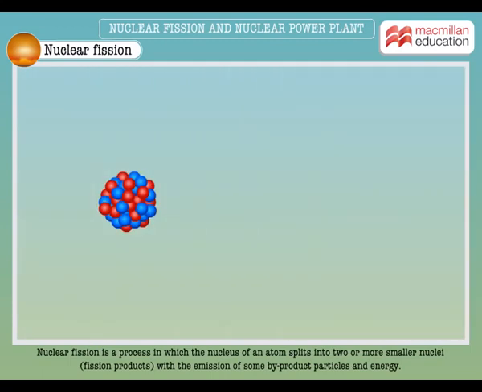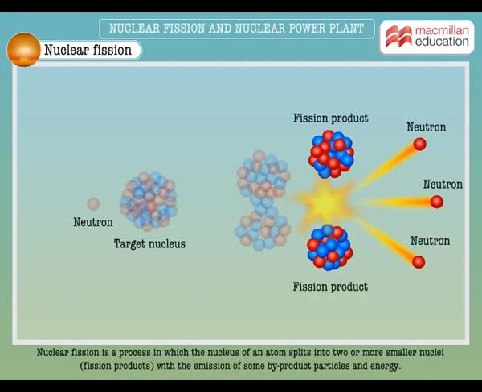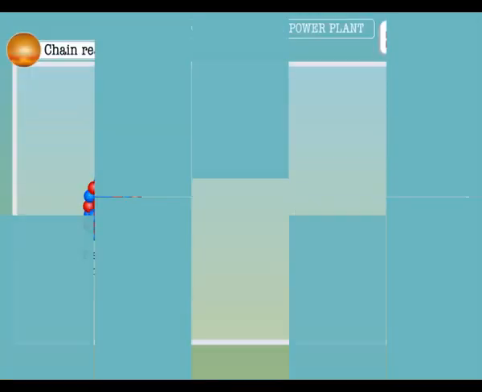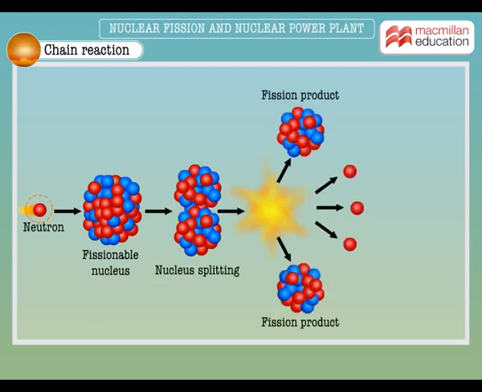Nuclear fission is a process in which the nucleus of an atom splits into two or more smaller nuclei with the emission of some byproduct particles and energy. A nuclear fission reaction may lead to a chain reaction.